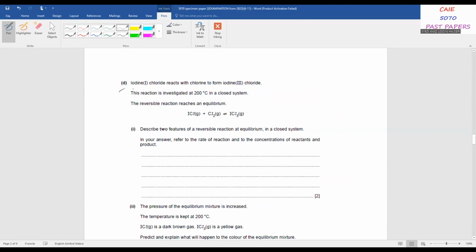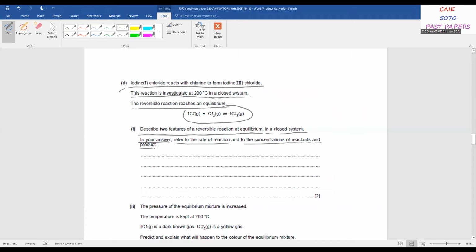D. Iodine monochloride reacts with chlorine to form iodine trichloride. The reaction is investigated at 200 degrees centigrade in a closed system. The reversible reaction reaches an equilibrium. This is the reaction. Describe 2 features of a reversible reaction equilibrium in a closed system. In your answer, refer to the rate of reaction and to the concentration of the reactants and product.